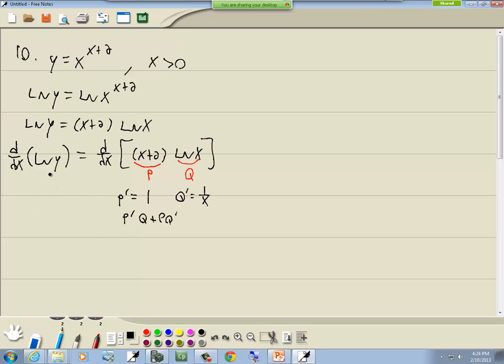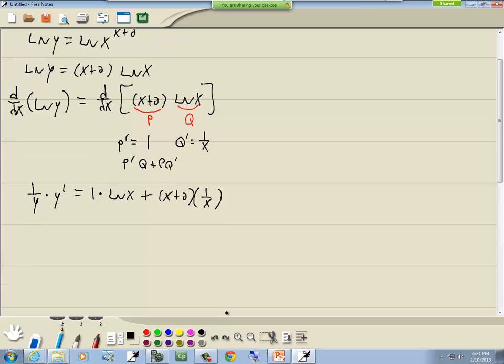Now back over the left side, natural log of y. That's 1 over y, but we have to add on a y prime because we're taking the derivative with respect to x and this really has y. Now over on the right side, we got p prime, which is 1, times q, which is natural log of x, plus p, which is x plus 2, times q prime, which is 1 over x. Well, we want to multiply both sides by y. And that gives us natural log of x plus x plus 2 over x.